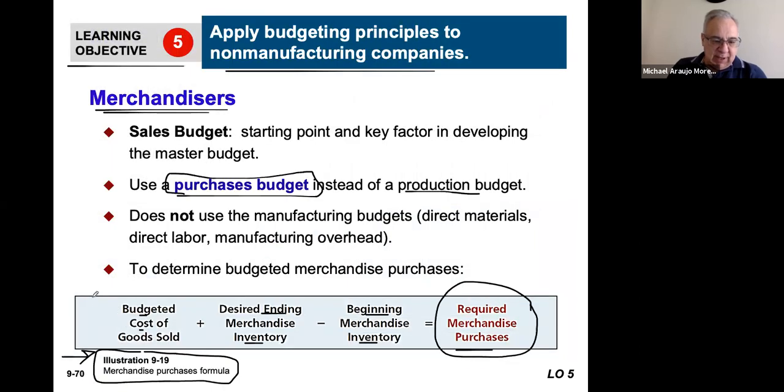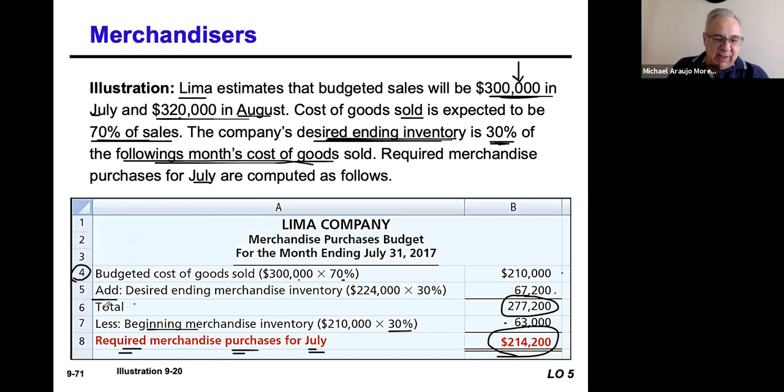So this is simply playing out what this illustration shows you. This is what the illustration is in terms of the formula, and this basically is what it would look like in terms of their budget for the month.